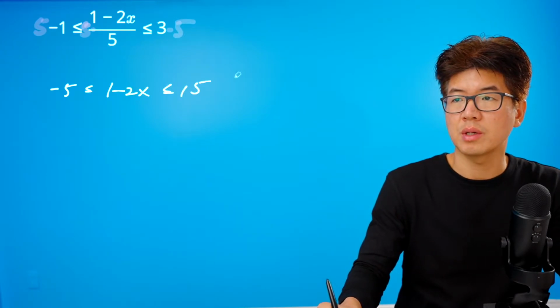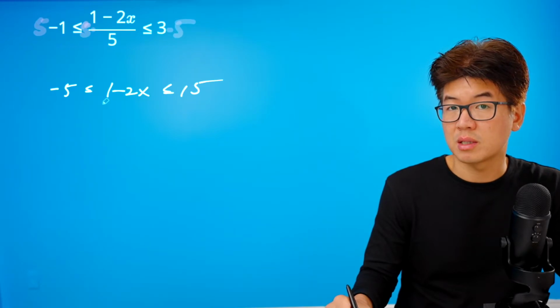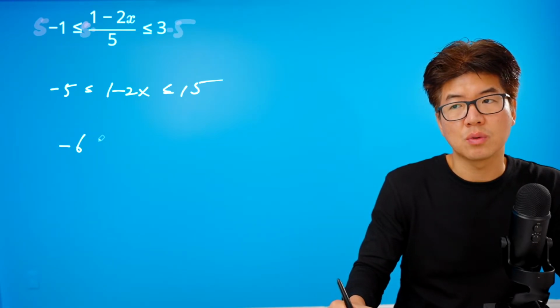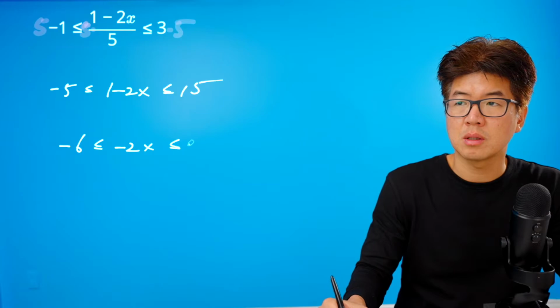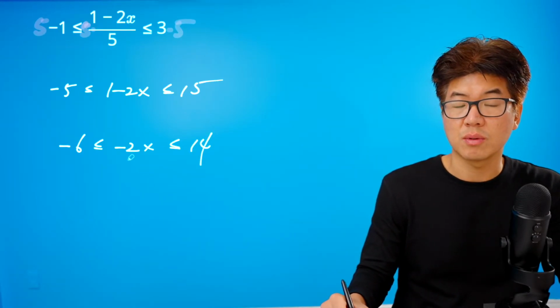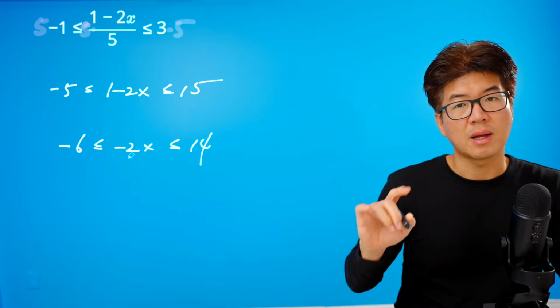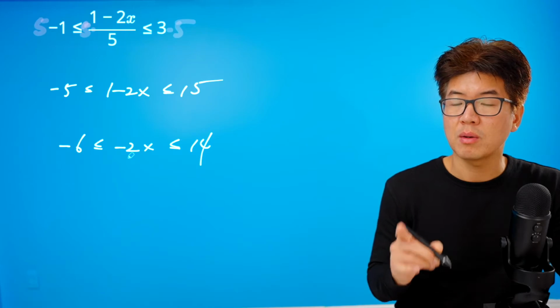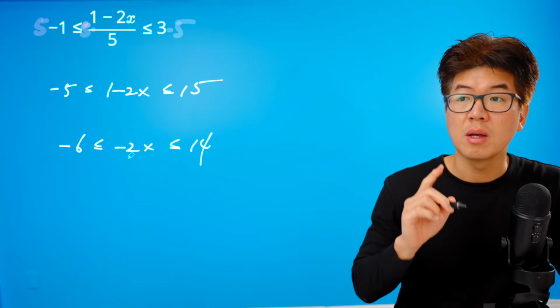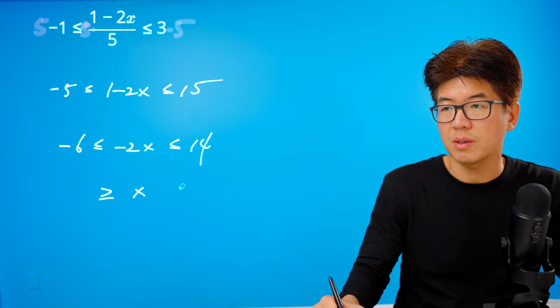Next is subtract all three sides by 1. That still makes it hold, right? And lastly, we divide everything by -2. What does that do? That makes it flip, right? Multiplying or dividing both sides by a negative number makes it flip. So it has to flip.